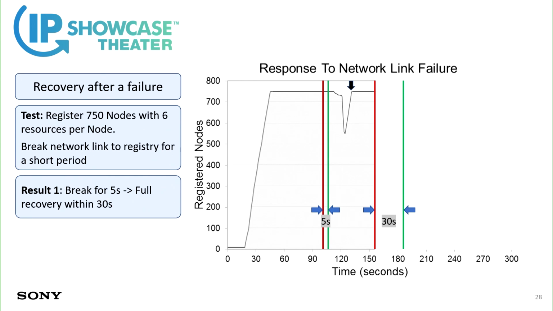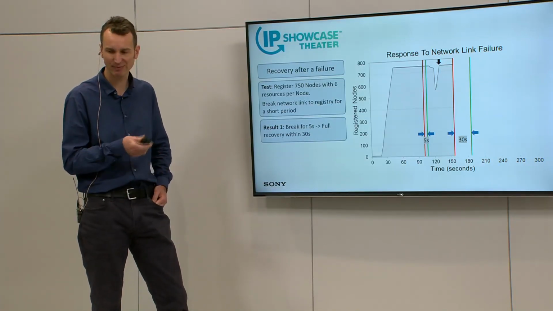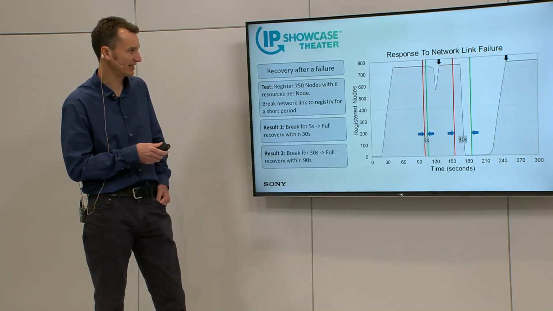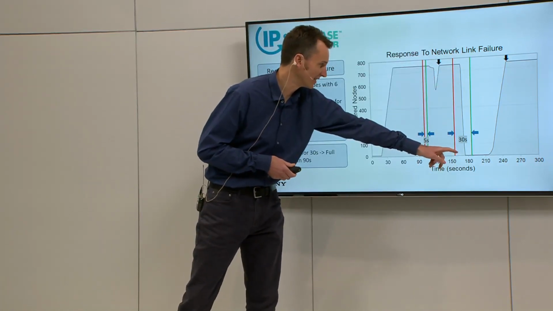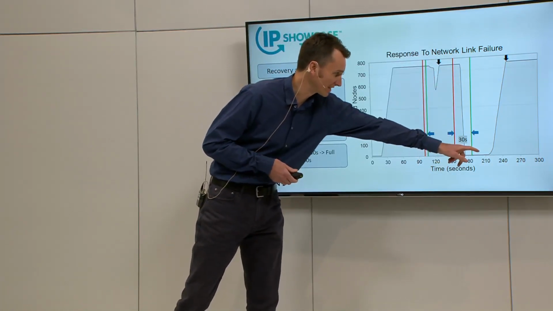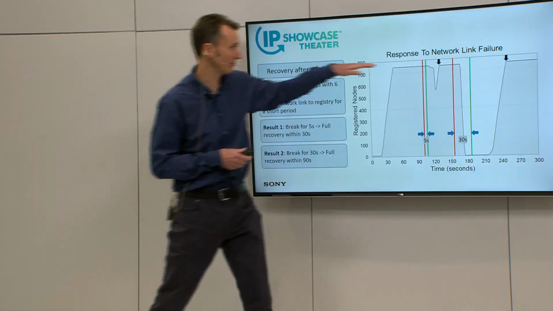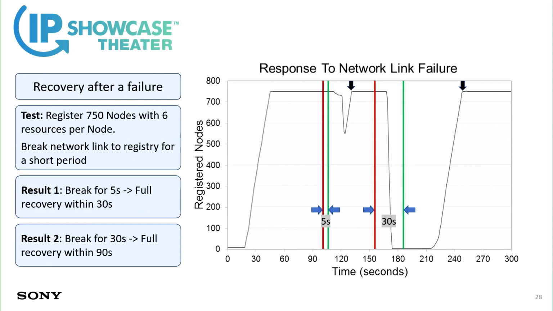If we pulled the virtual plug on our registry for a little bit longer, for 30 seconds in this case, this is well over the registry expiry interval of 12 seconds, so we would expect all the nodes to become expired from the registry. And you can see that here. Everything that was registered is no longer registered, and it takes a little time for them to discover the registry again and then become fully registered, and we're back to 750 nodes on our network. So in this case, it took 1.5 minutes for everything to become fully registered again.